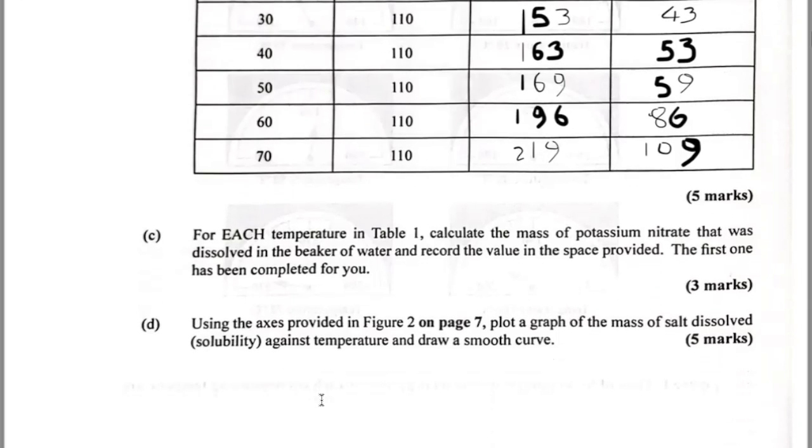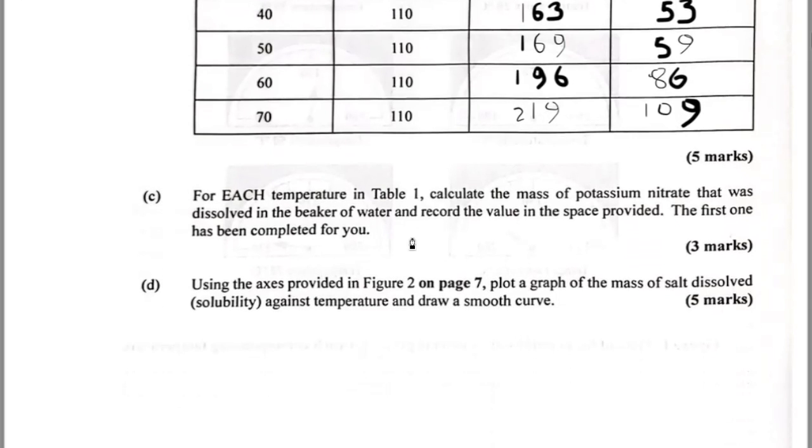All right, so let's go on. For each temperature in table 1, we just did that. Now we're at part D. We're going to use the axis provided in figure 2 on page 7, and we're going to use that to plot a graph of mass of salt dissolved against temperature. And we're going to draw a smooth curve for 5 marks.